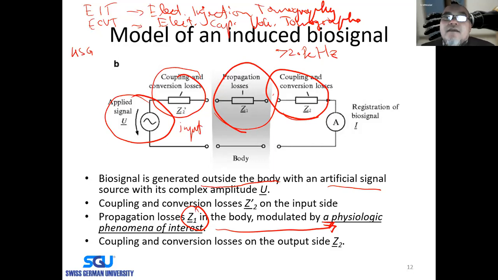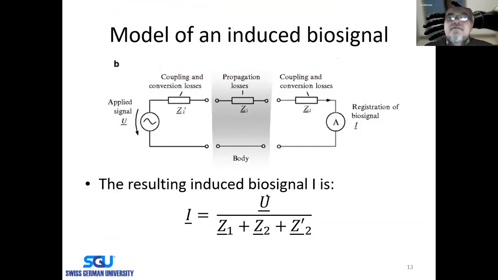In the case of electrical impedance tomography, it is the tissue structure beneath the skin. In the case of X-ray, it is also the tissue structure, the bone structure, etc. Then there are coupling and conversion losses on the other side, on the output side. Okay.